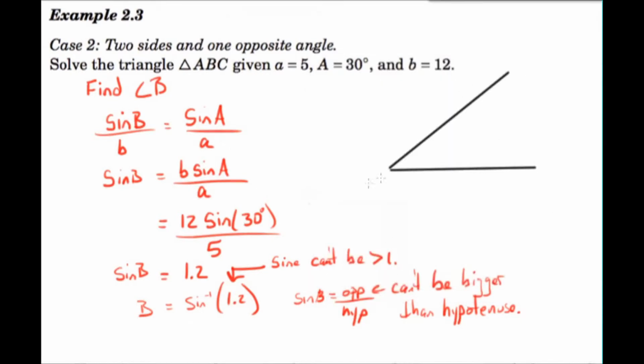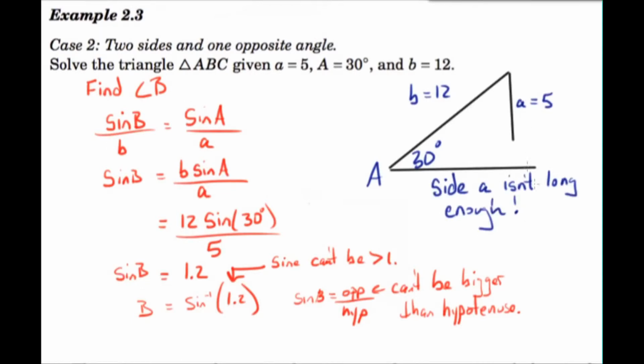So what does this mean? Well, if I try to make a sketch here, we'll see that side A won't be long enough to actually connect down to the third side. So there's no solution with this one.